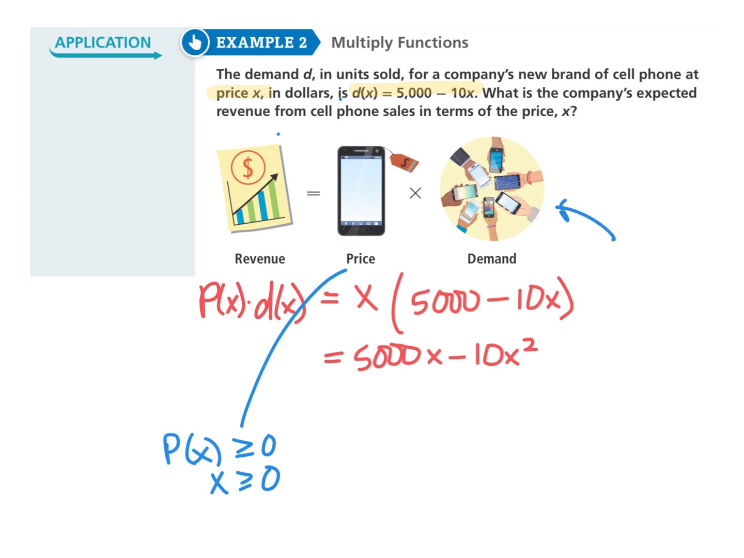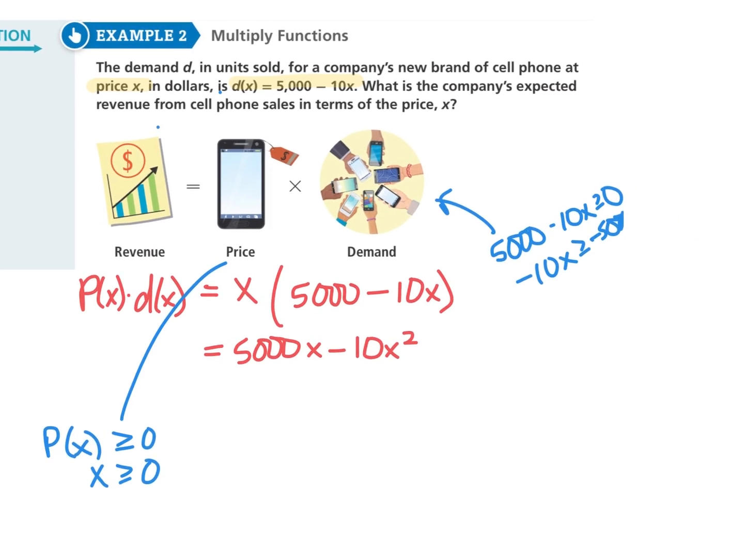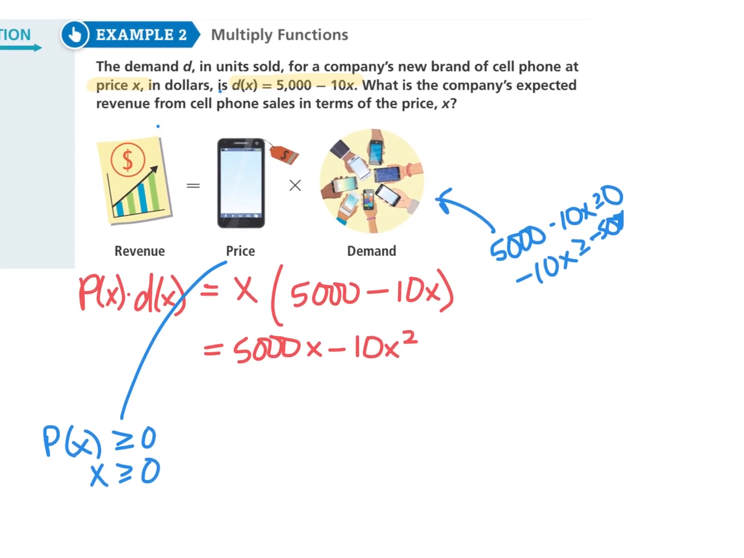Demand also needs to be something that is greater than 0. So in this case, 5,000 minus 10x needs to be greater than or equal to 0. Well, if we solve that out, negative 10x is greater than or equal to negative 5,000. Sorry, I'm running out of room here. And then if I divide by negative 10, that's going to mean that x is less than or equal to 500.